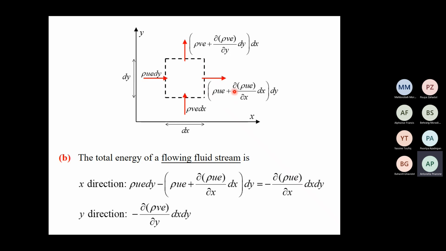For the outlet contribution, as usual, I take the inlet and I take the derivative in the corresponding direction. The outlet in x, at the coordinate x plus dx, will be the inlet plus the derivative in x times dx. I multiply everything by dy, that is the area. The same for the y direction. Grouping and writing everything in the x direction, this one is the inlet, this one is the outlet, and finally I obtain this. In the y direction it is similar.